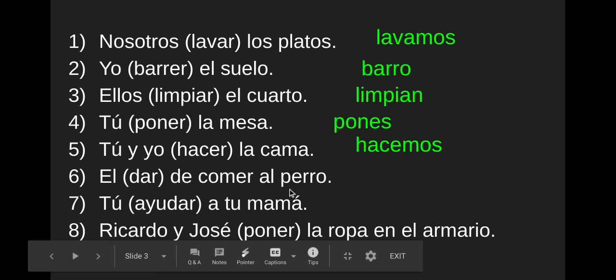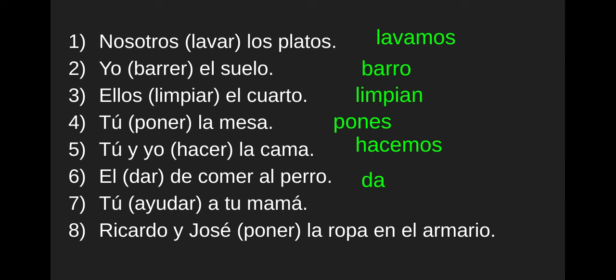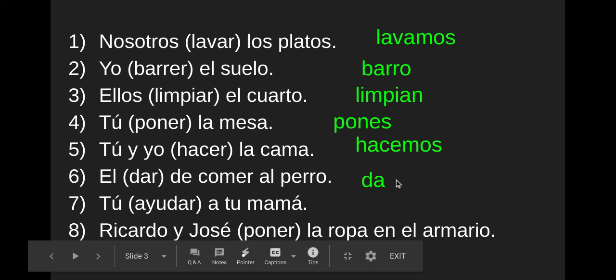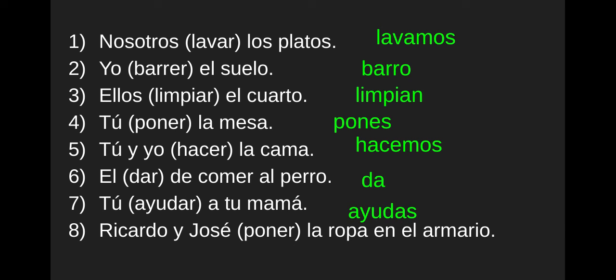Él dar de comer al perro. We have an AR verb in the él form. So it's just da, because once you take off the AR, all you have left is the letter D. So you have él da de comer al perro. He feeds the dog, or gives food to the dog, literally. Tú ayudar a tu mamá. AR verb, tú form. Tú ayudas a tu mamá. You help your mom.